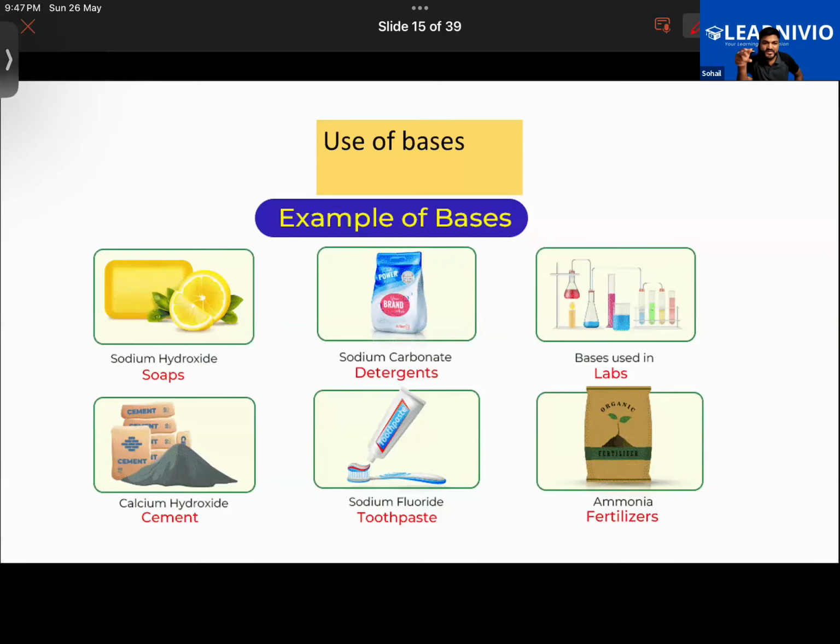As they go into the stomach, they react with acid and neutralize the effect of acids, thereby giving us relief from acidity. So antacids are used in the treatment of acidity. Hope it is clear to everyone.